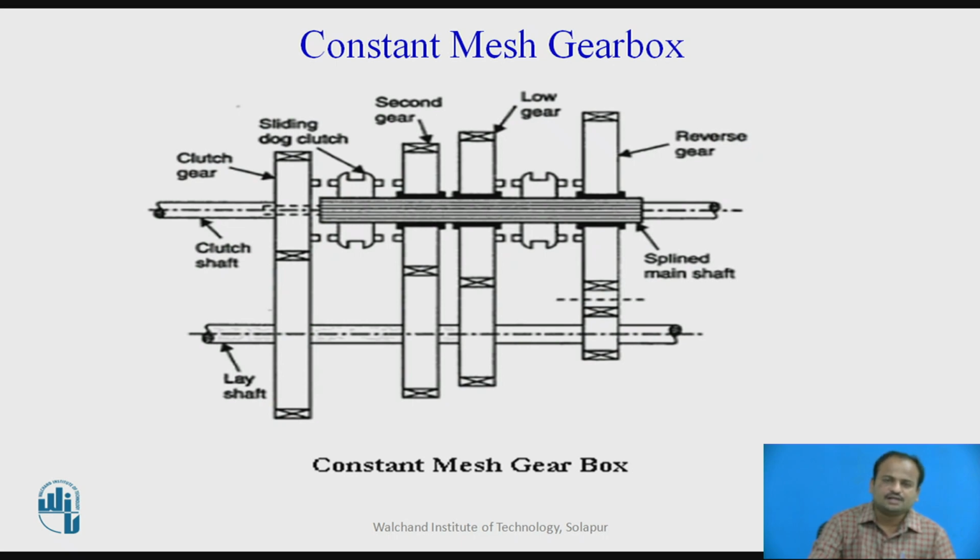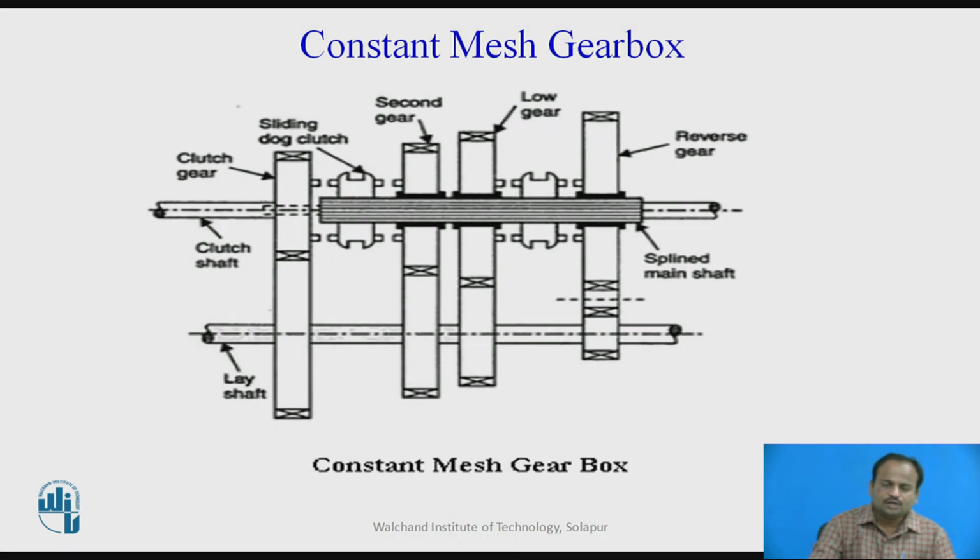During application of second gear, the previous gear is disengaged, then it comes to neutral position, and then the dog clutch is moved towards the second gear. In the second gear, we will get more speed and less torque than the first gear.